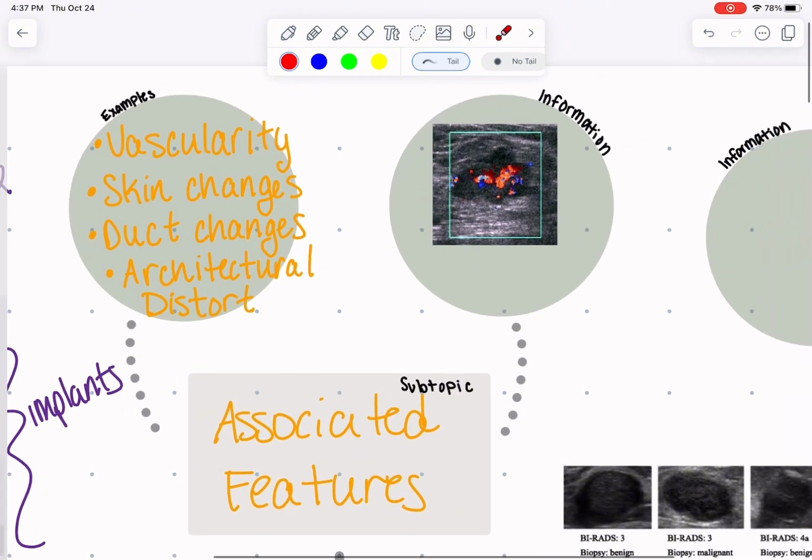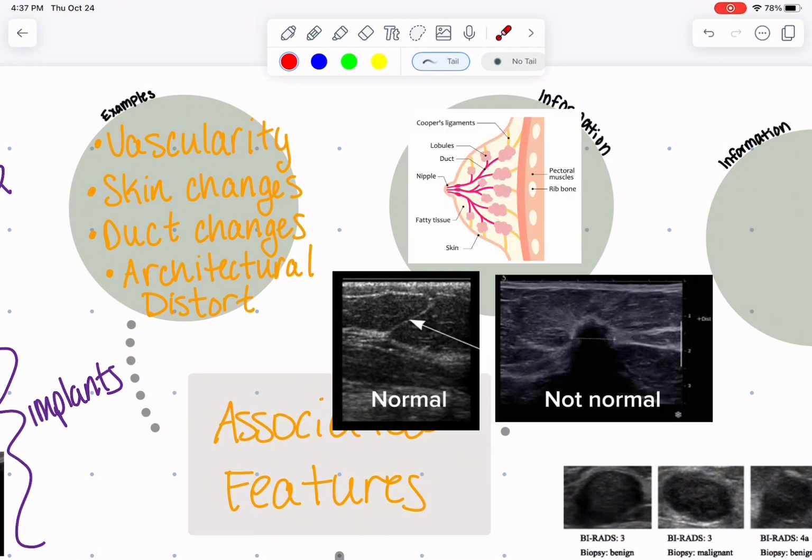And next we go over associated features. So this includes vascularity, skin changes, duct changes, architectural distortion. So vascularity, obviously we're going to put color Doppler on the mass and see if it's vascular or not. With duct changes, it's usually with pregnant women, we see those ducts more prominent in ultrasound. And then with architectural distortion, regarding the Cooper ligaments, masses can sometimes tether those ligaments towards the mass, I guess, and I'll put an example on here too.